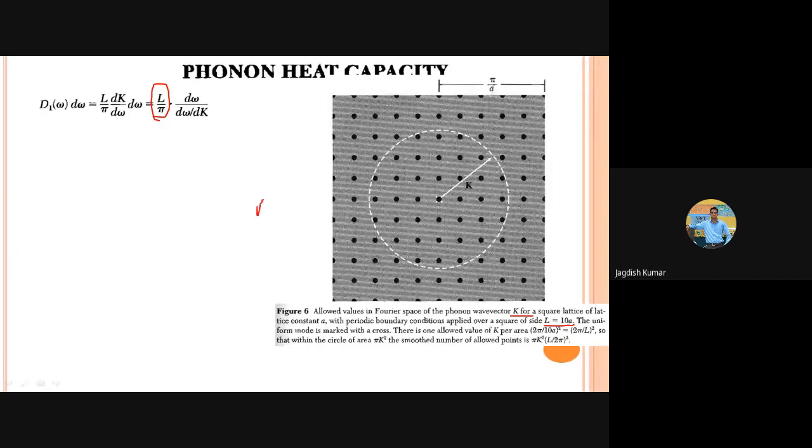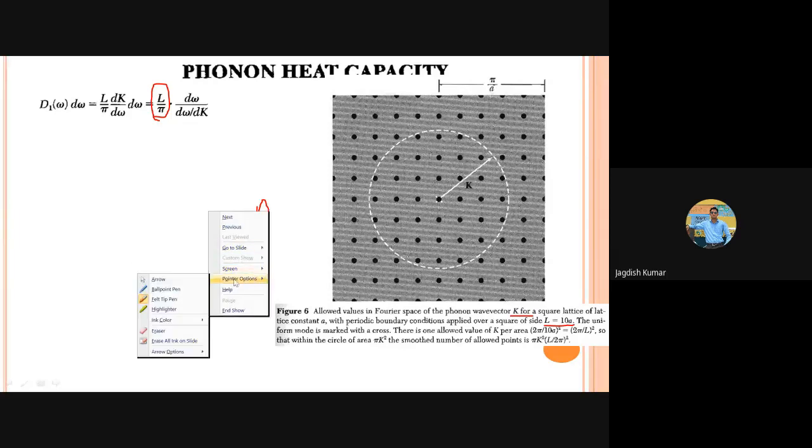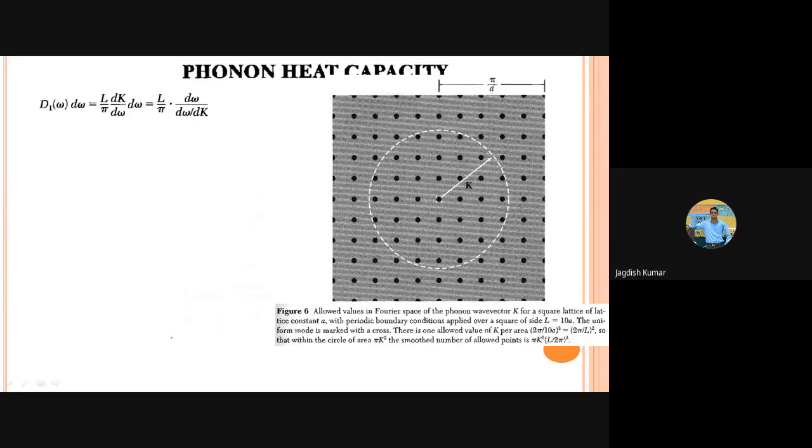Because what was pi by L? Pi by L was nothing but pi by N into a, right? So this was the length of each state in the K space, isn't it? For the 1D case, it was length per state. So states per unit length will be L by pi, the opposite, or reciprocal, of this one, times this thing. This will be the total number of states.